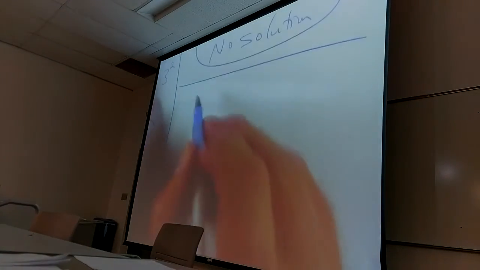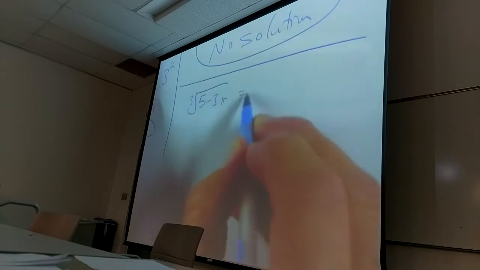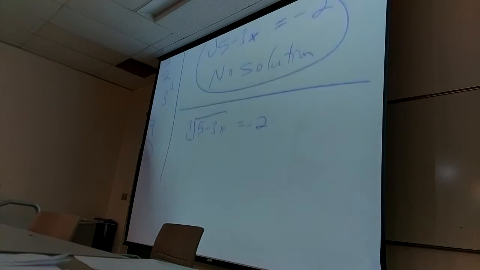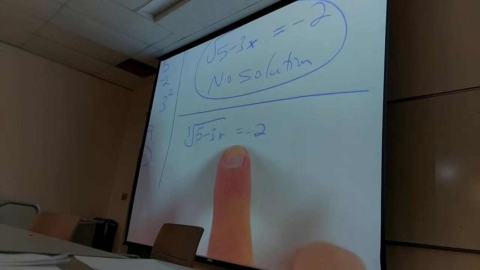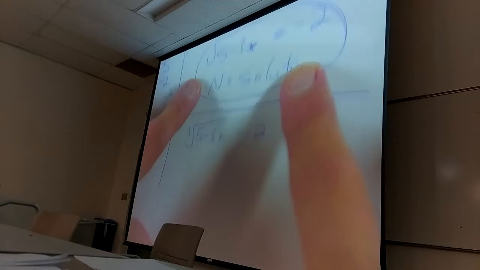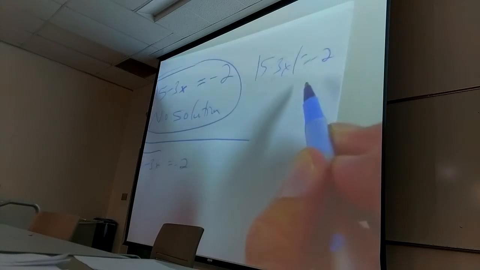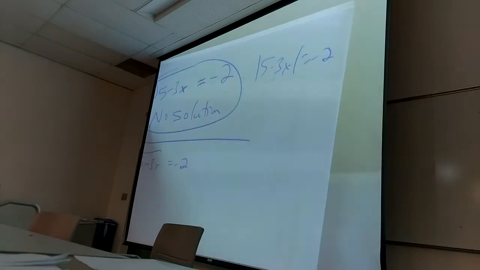But what's the difference? What if the problem would have been this instead? That one's no solution. What about this guy? Oh, careful. This is not a domain question. It's just a solve question. So this is a lot like, remember when I had absolute value? If I had absolute value, 5 minus 3x equals negative 2, what could we say?